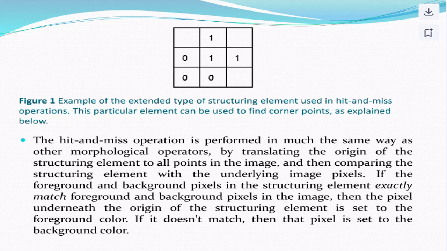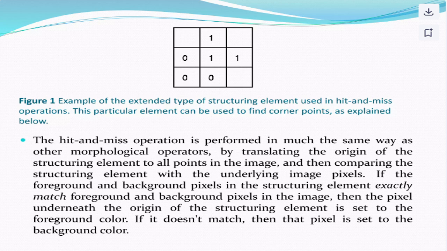So next, here is an example of a structuring element used for corner detection. There is a 3 by 3 element with ones and zeros arranged in the shape of a bottom left convex corner. The origin of the structuring element is placed at its center. When applied to a binary image, the structuring element identifies the corners that match its shape.